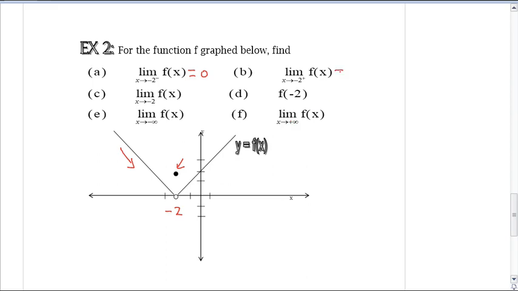Okay, from the right hand side, so the limit as x approaches -2 from the right, that means I'm going in this direction here. And I'm approaching closer and closer to -2. It looks like my height is 0. Oh, nice. That means because the left and the right are equal to the same height, the general limit exists, and it's also 0. Perfect. Okay, part D, f of -2.